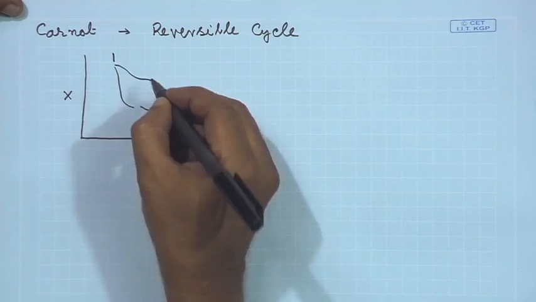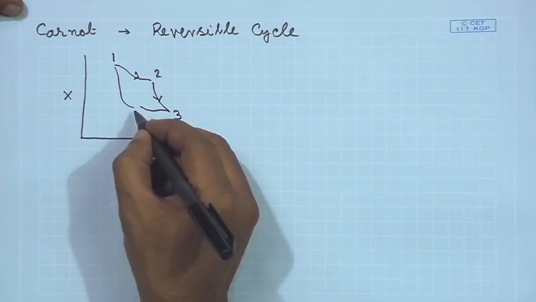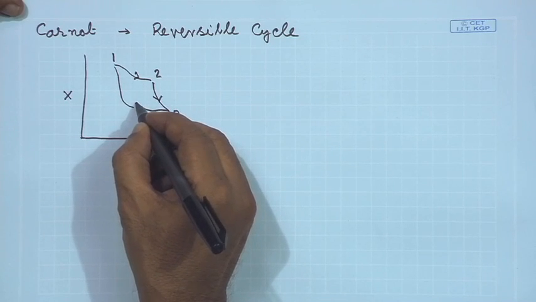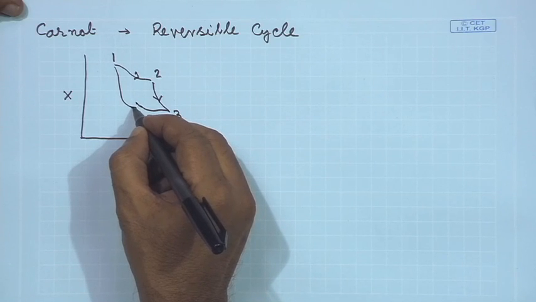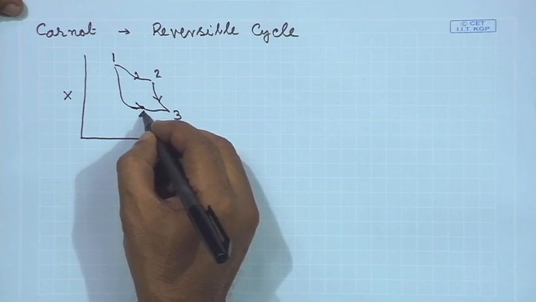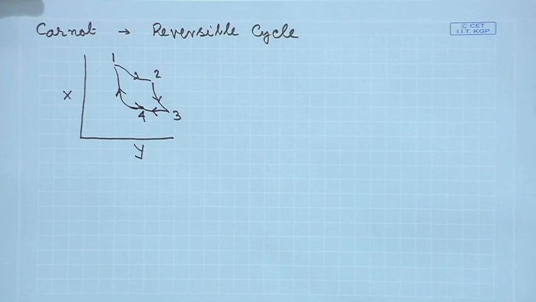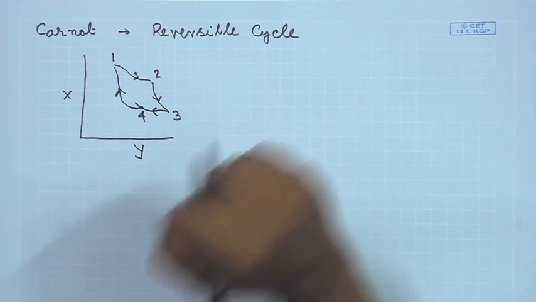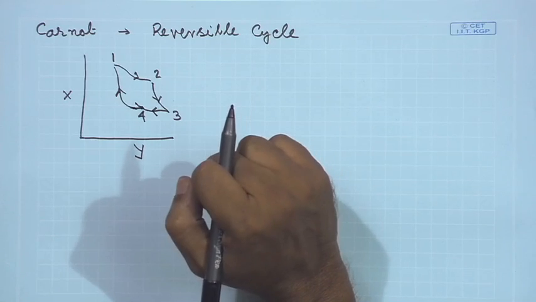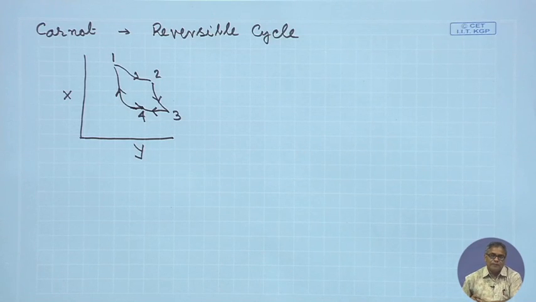So, you see this is 1 to 2 one process, this is 2 to 3 another process, this is 3 to 4 and then 4 to 1 the fourth process. So, there are 4 processes and it is making a cycle. Now, if we are talking about a reversible cycle, then what happens? All the processes should be reversible processes.